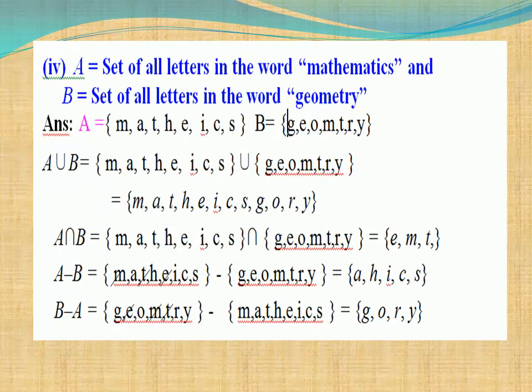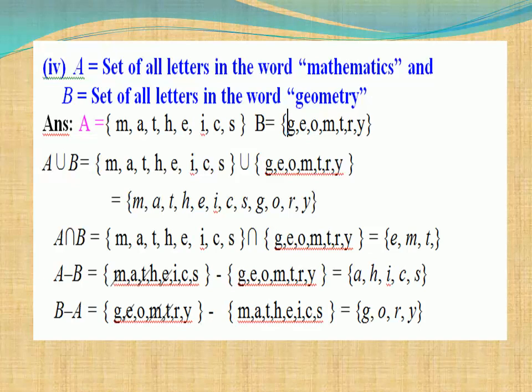Fourth subdivision, A equal to set of all letters in the word mathematics, and B equal to set of all letters in the word geometry. Here the set A equal to M, A, T, H, E. M is already repeated, A also repeated, T also repeated. Next I, C, S. These are the elements of the set A. Next B equal to G, E, O, M. E already repeated. T, R, Y. These are the elements of the set B.